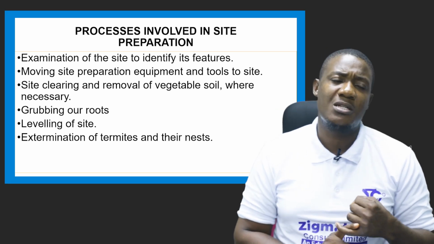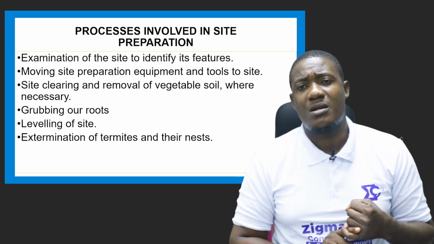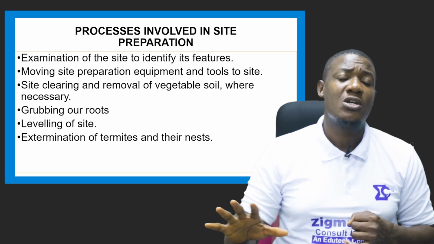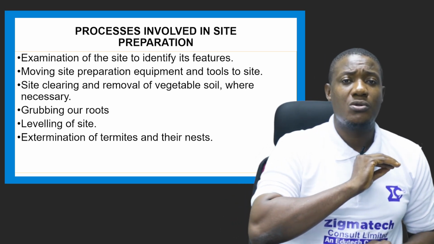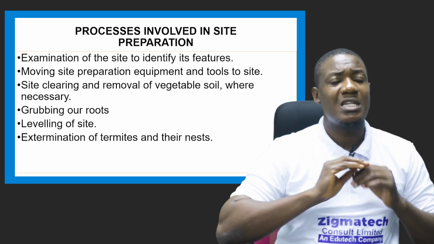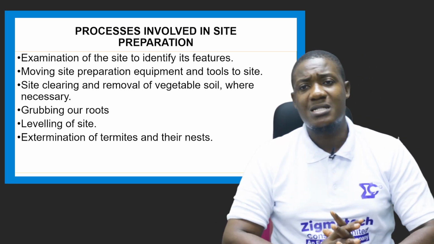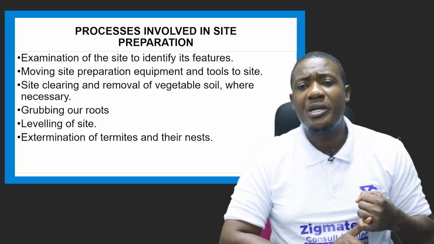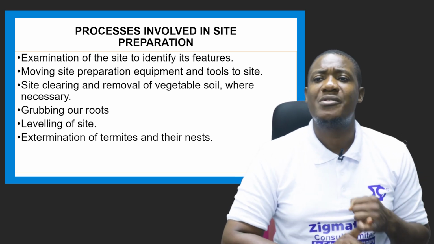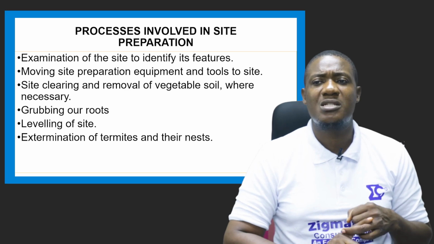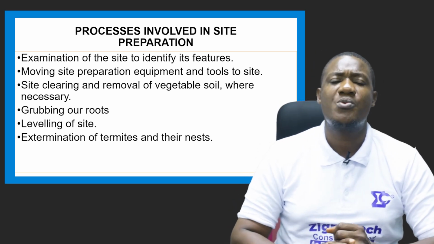All right. Now, secondly, you move site preparation equipment and tools to the site. You have your equipment and tools, and they are moved to the site. These are different things that are done to the site. Then number three, site clearing and removal of vegetable soils where necessary.